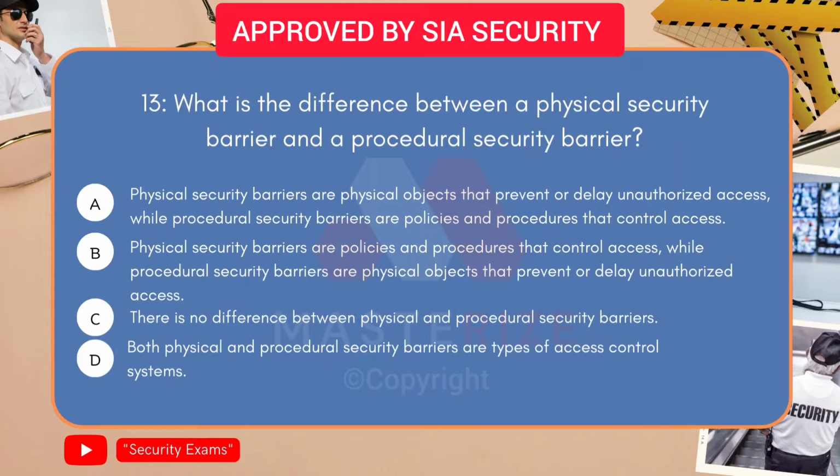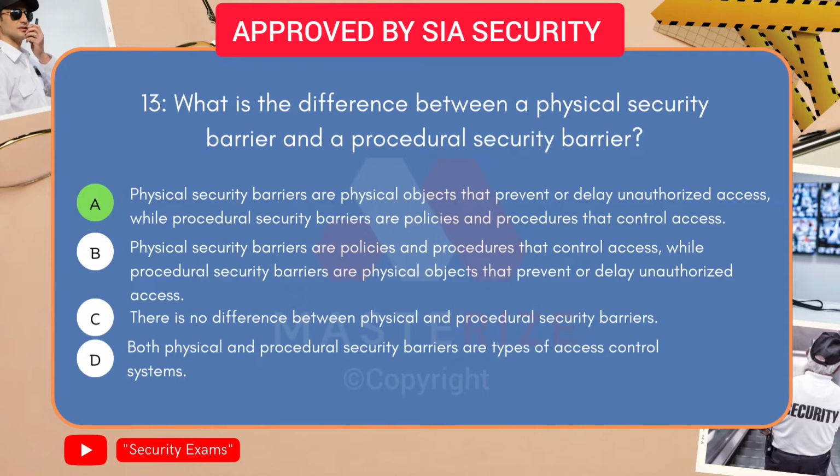Physical security barriers are physical objects that prevent or delay unauthorized access, while procedural security barriers are policies and procedures that control access. Physical security barriers are policies and procedures that control access, while procedural security barriers are physical objects that prevent or delay unauthorized access. There is no difference between physical and procedural security barriers. Both physical and procedural security barriers are types of access control system.